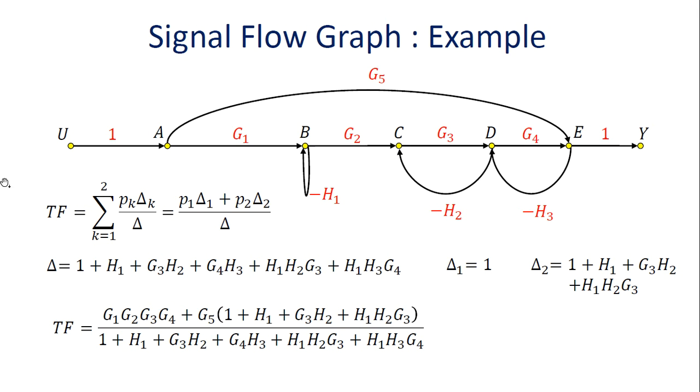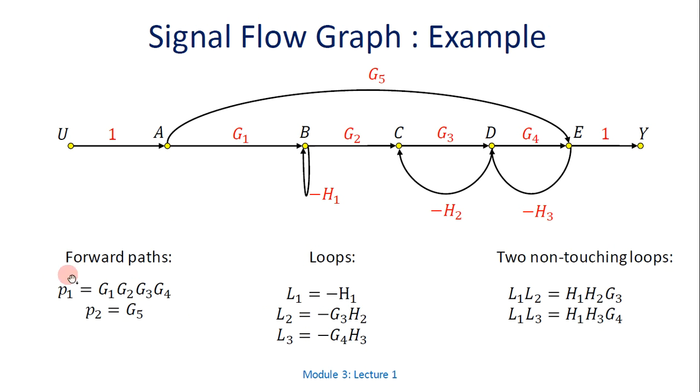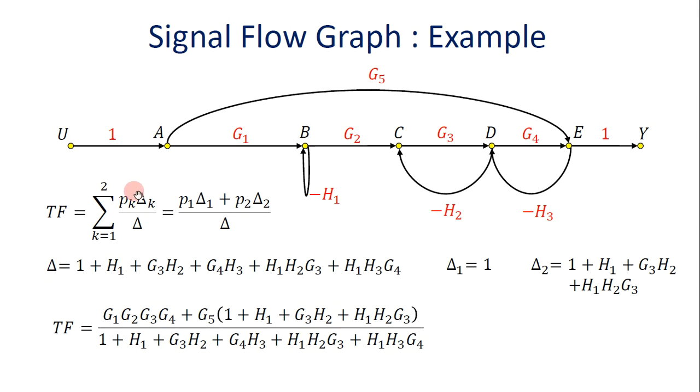Let us have the formula. The transfer function is equal to the summation, k equal to 1 to 2, of pk delta k by delta. Here the 2 represents the number of forward paths. Since in our problem we have two forward paths, we have taken the value of n as 2. If you expand this summation, it is p1 delta 1 plus p2 delta 2, by delta.